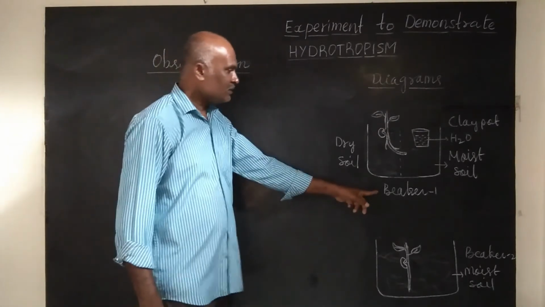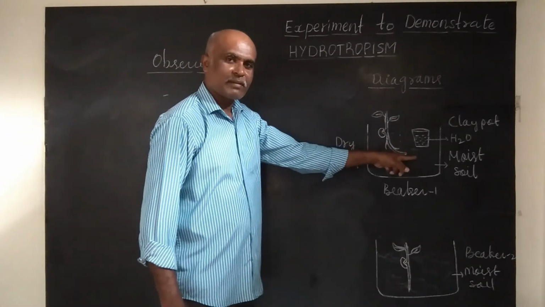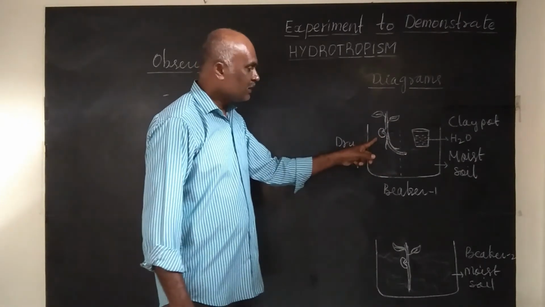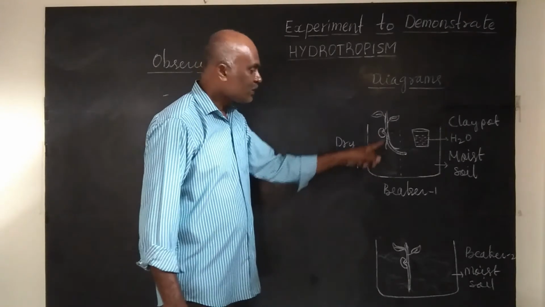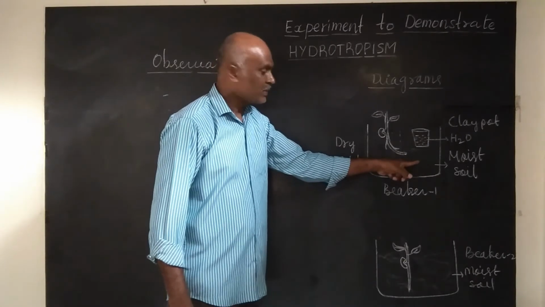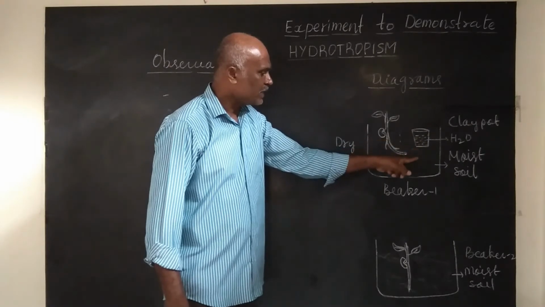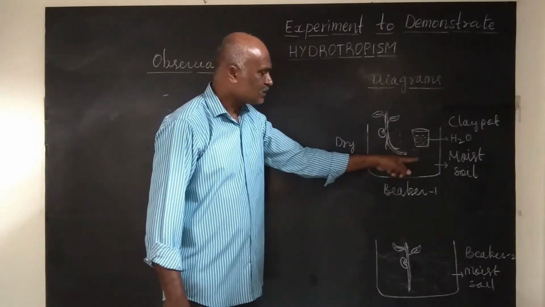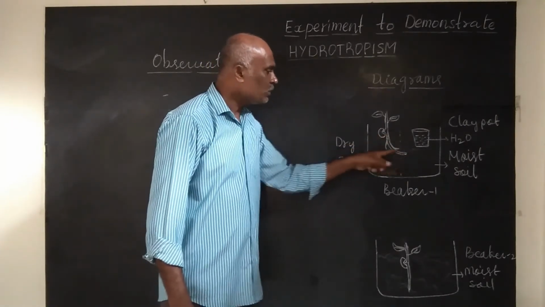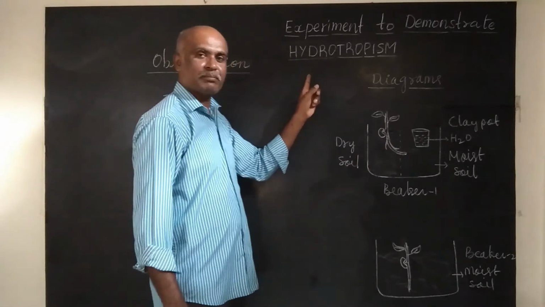In beaker 1, roots grow towards moist soil. See, we have sown the seed in beaker 1 in dry soil. As the soil is dry, roots grow towards the moist soil. The soil is moist here because from the clay pot water percolates into the soil and makes it moist. Therefore, roots grow towards the source of water. This is what is hydrotropism.